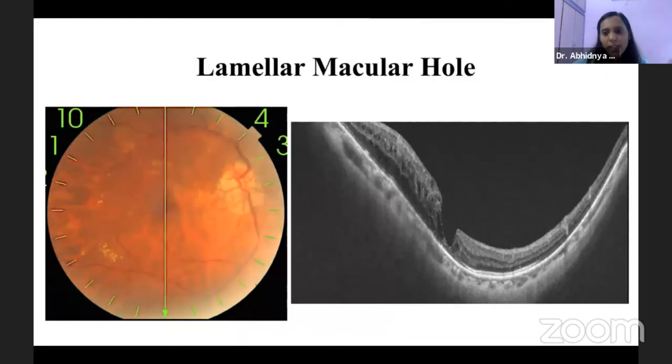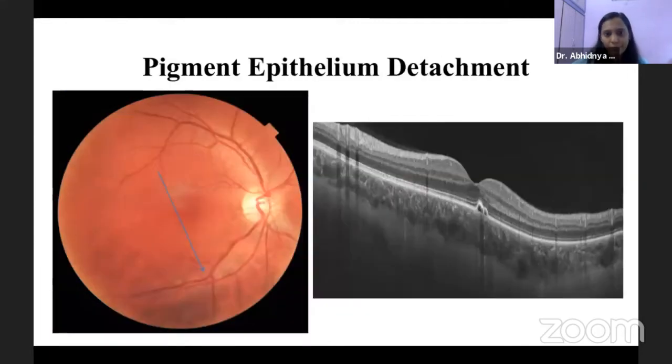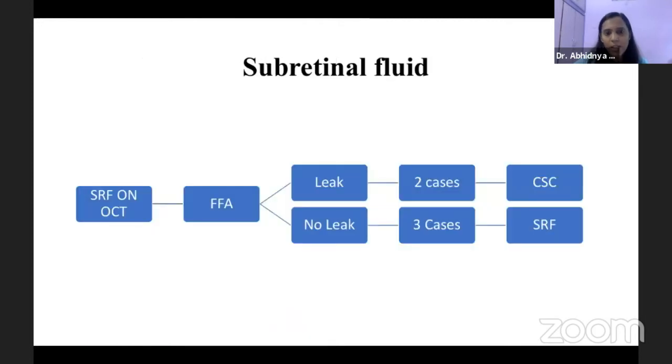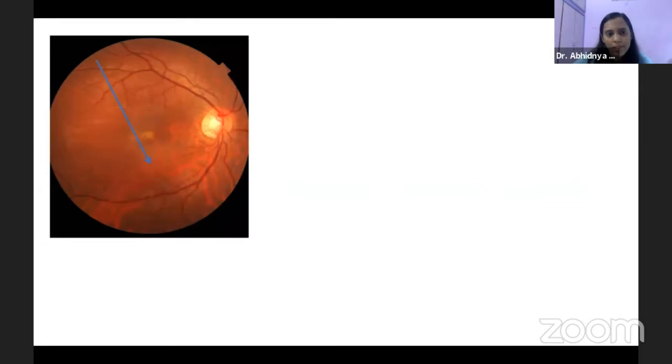This was another case who had lamellar macular hole, and again it was seen at the upper edge of the staphyloma. This was the case where there was pigment epithelial detachment. However, in this case, there was not much change in the choroidal thickness. This patient did well over a period of time. Now, there were 5 cases where there was subretinal fluid on OCT. When we performed an FFA, leak was observed in 2 cases, and these cases also had dilated choroidal vessels, suggestive of central serous chorioretinopathy. However, no leak was seen in 3 cases where we labeled it as subretinal fluid.